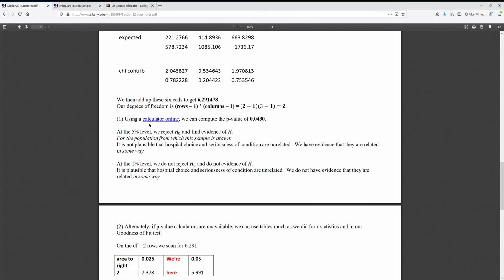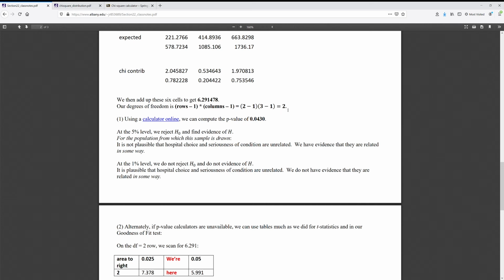Alternately, you can compute the p-value. Now this link, I believe, is dead. The ones that I have on my website are dead links, but I have put up a couple of live ones on the Blackboard. I can't get to my office to change the actual website, but it's on Blackboard.